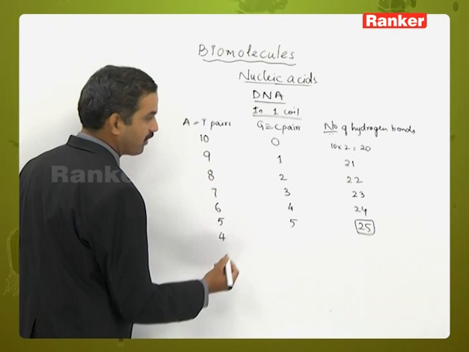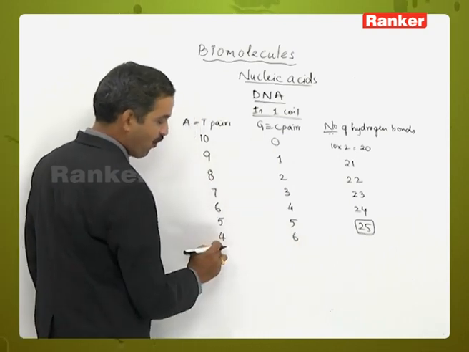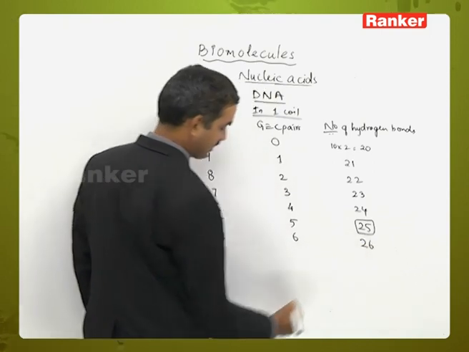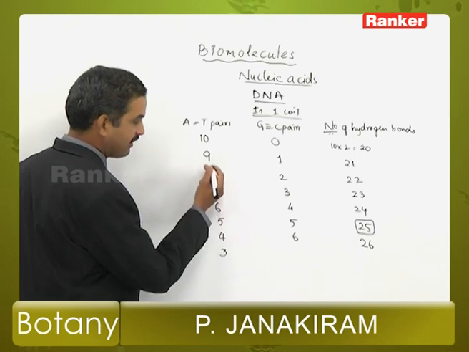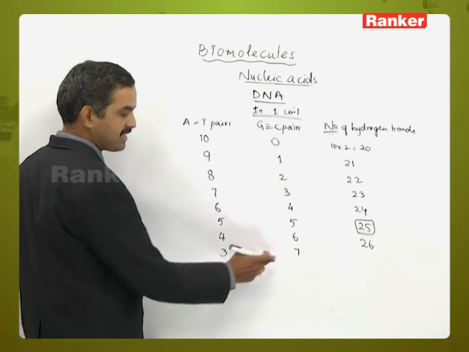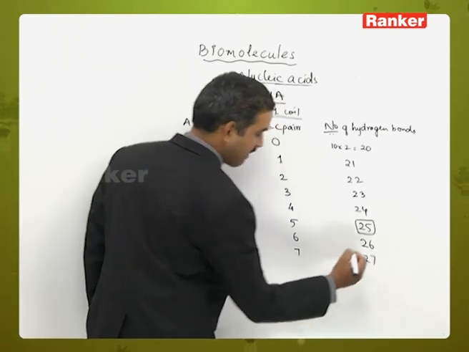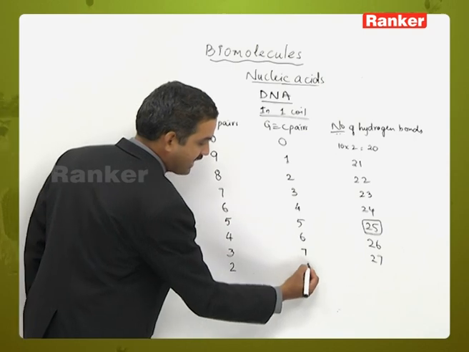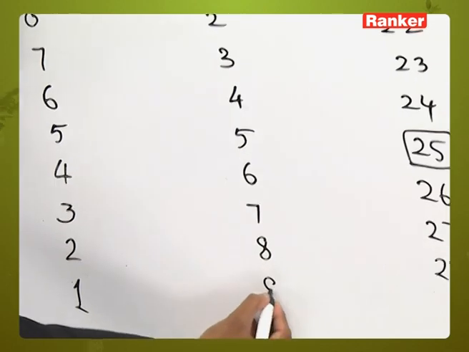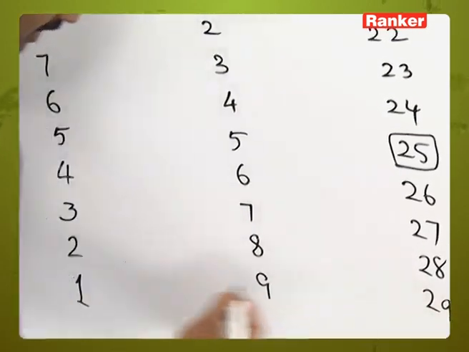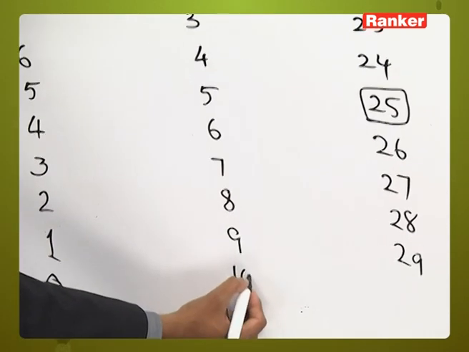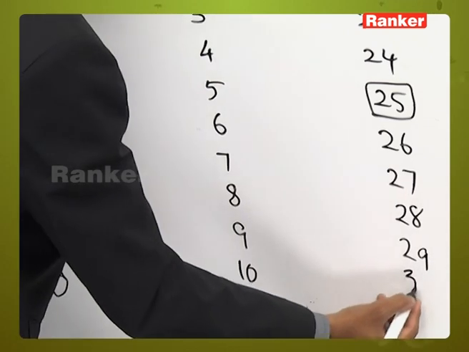Then if A and T pairs are 4, G and C pairs will be 6. 4 into 2 is 8 and 6 into 3 is 18. It comes to 26. Then here the number of A and T pairs is 3 and G and C pairs will be 7. So 3 into 2 is 6 and 7 into 3 is 21. It comes to 27. Likewise 2 and 8 comes to 28 hydrogen bonds. 1 and 9 comes to 29 hydrogen bonds. Likewise, if all the 10 base pairs are G and C, then 10 into 3 is 30 hydrogen bonds.